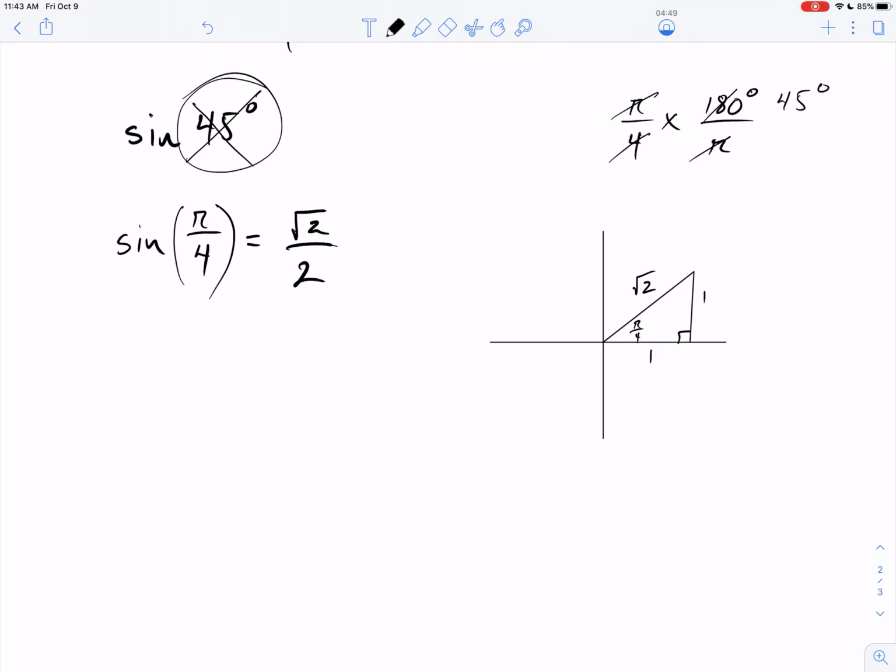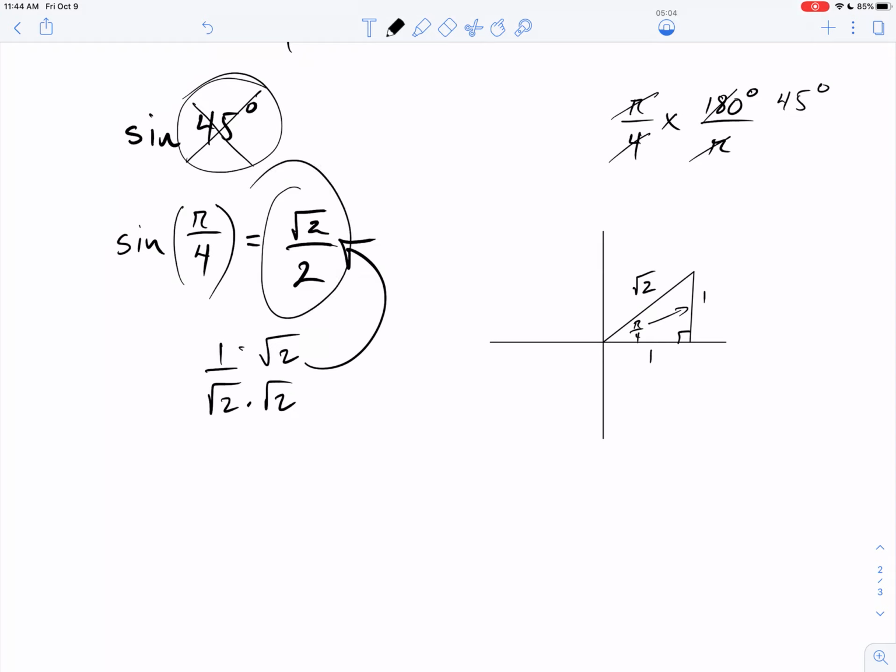We are. And then I go, hey, that's opposite over hypotenuse. So that would be 1 over rad 2. And then I'd say, hey, I got to get the rad 2 out of the bottom. And then lo and behold, there's the answer I told you it was in the beginning. But here's the thing.